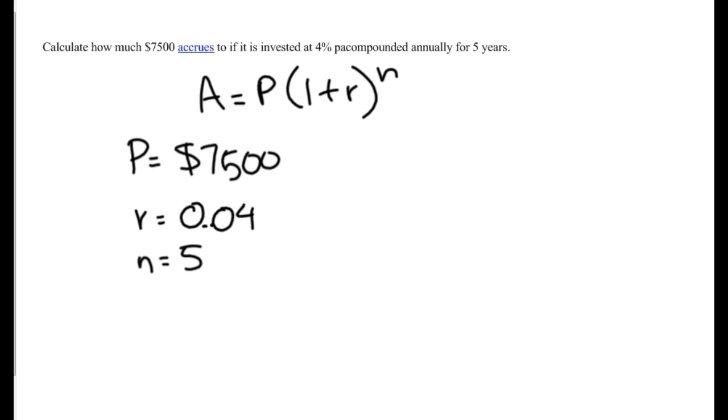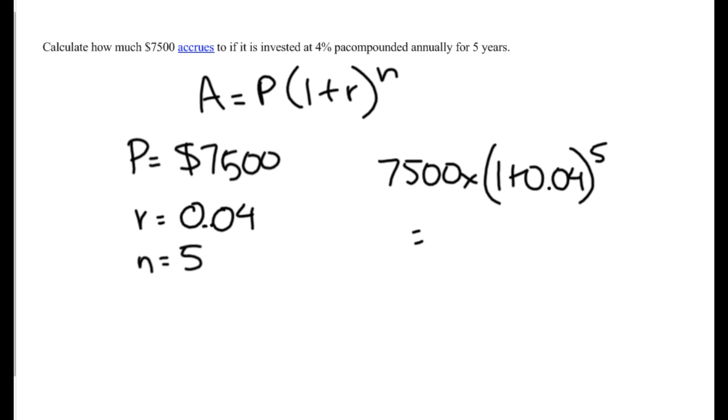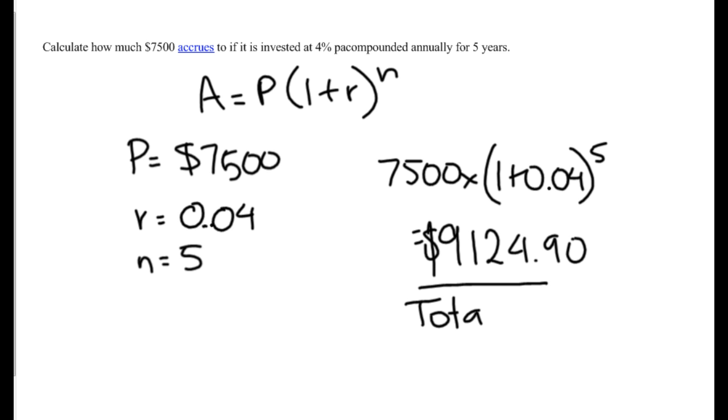So let's plug this in. So 7,500 times bracket 1 plus 0.04 to the power of 5. I put all of that into my calculator, just how it looks. And I get an answer of $9,124, and I'm going to round that to 90 cents. Remember, this is the total amount. It's not the interest, it's how much is in my bank account at the end of the 5 years.